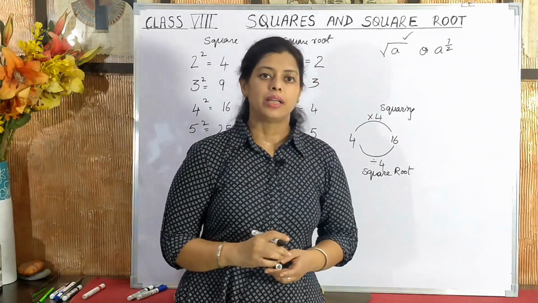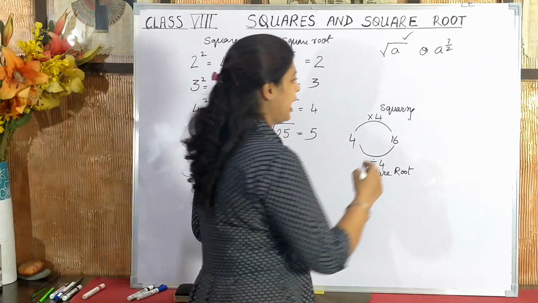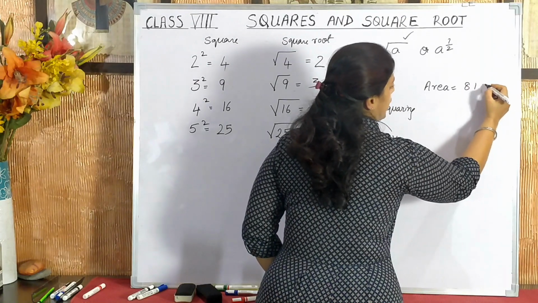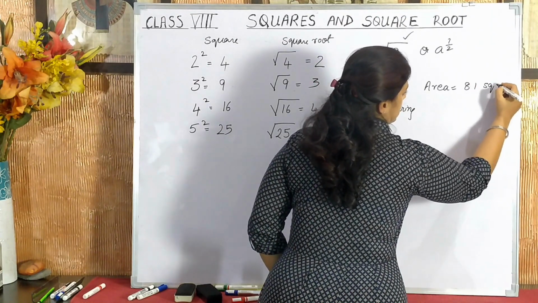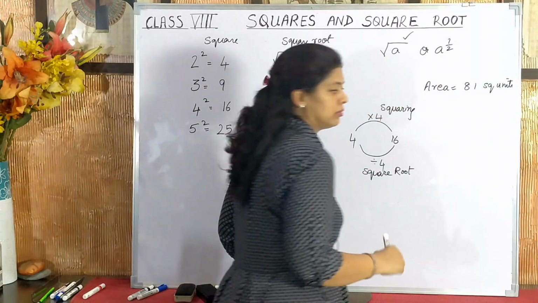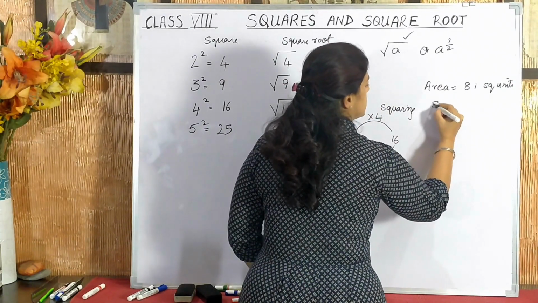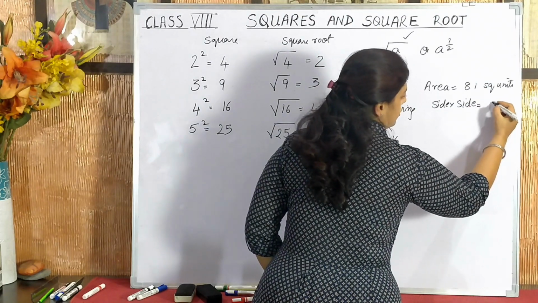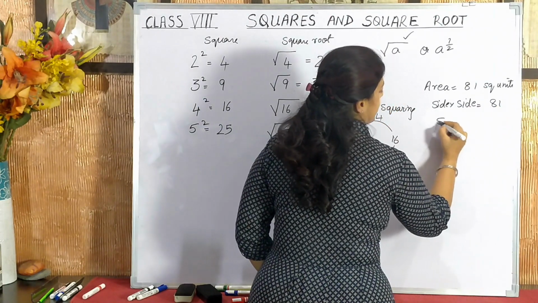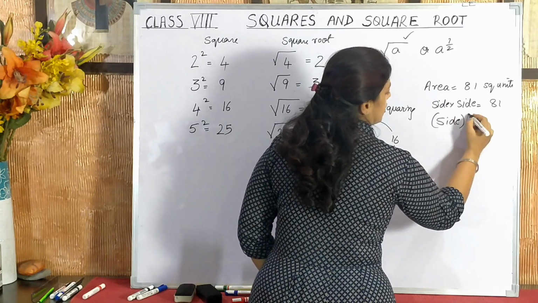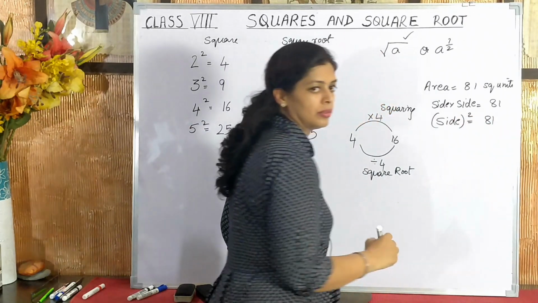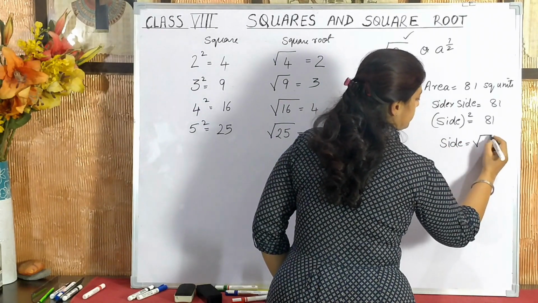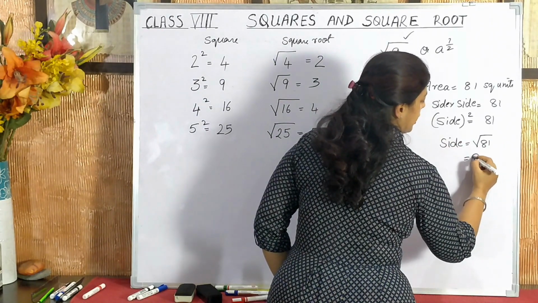Suppose the area of a square is given to you. Area is given as 81 square units. And we are supposed to find the side of the square. So we know that side into side gives us area which is 81. Therefore, side square is equal to 81. So, side is actually the square root of 81, which is 9 units.